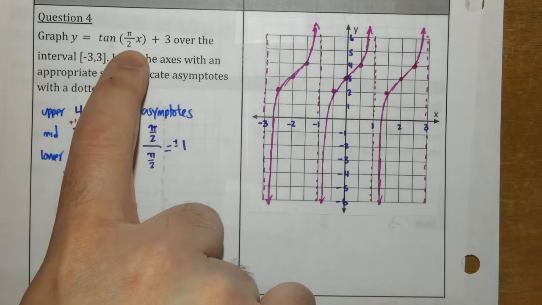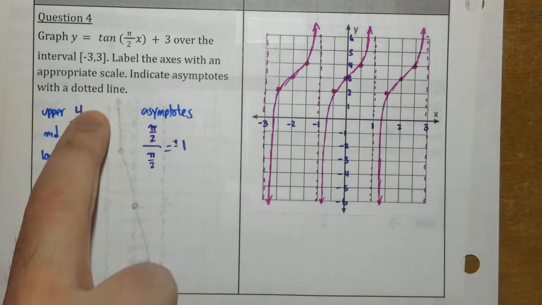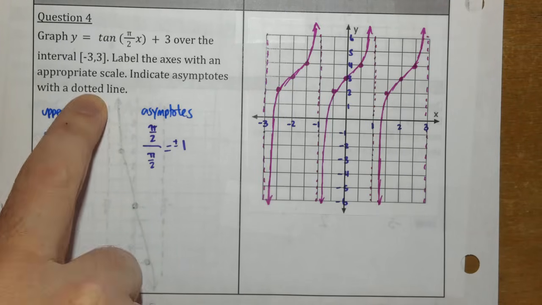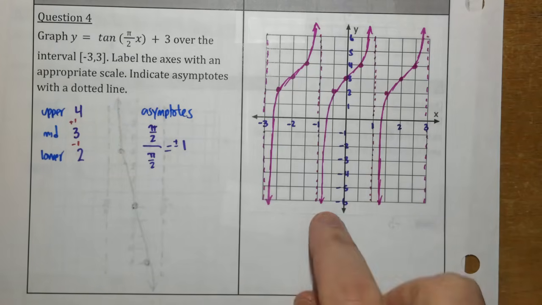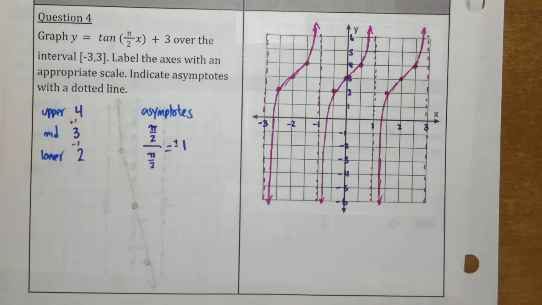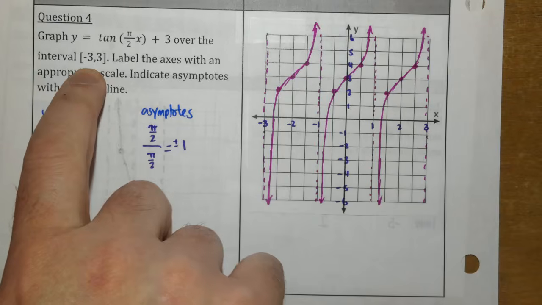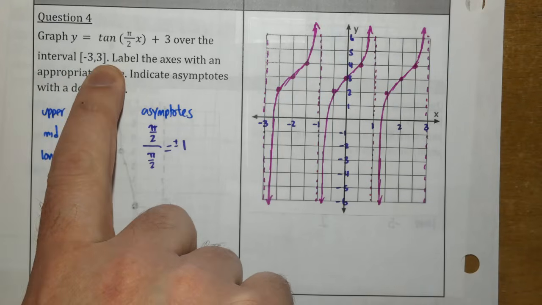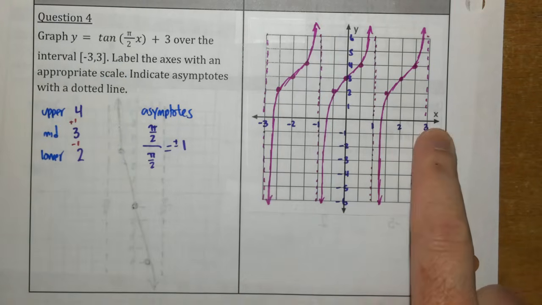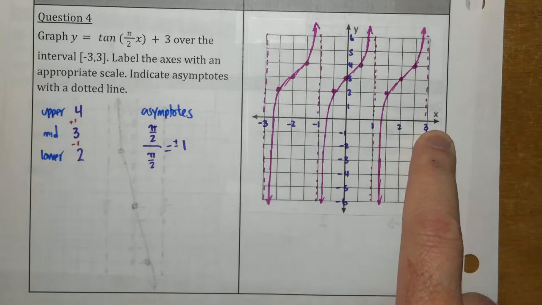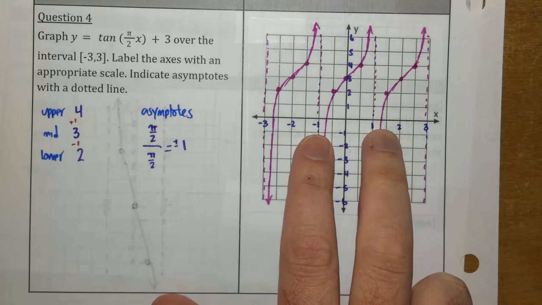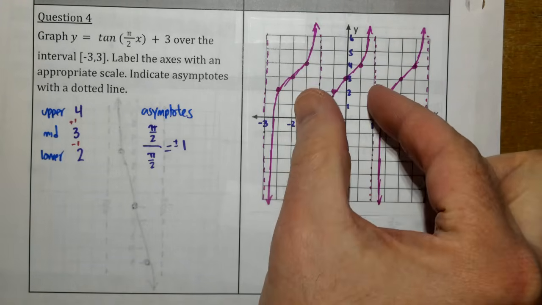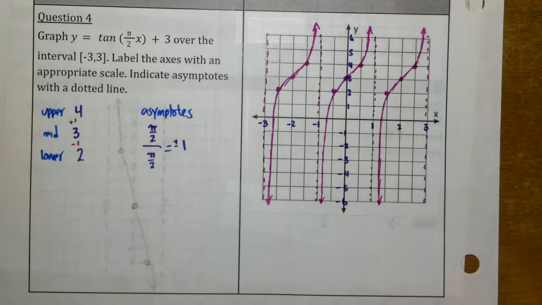So if I do y equals tangent pi over 2x plus 3, I did my upper, middle, and lower just like normal. My asymptote works out to be plus or minus 1. I did my graph like normal. The only thing different about this question is that it says keep graphing until you get to negative 3 on the x-axis to the left, and keep graphing until you get to positive 3 on the x-axis to the right. So if my asymptotes were negative 1 and 1, what that means is that this graph just needs to be copy and pasted to the left once and to the right once.